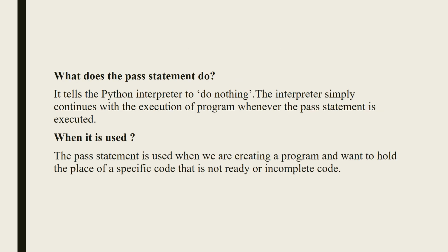What does the pass statement do? It tells the Python interpreter to basically do nothing. The interpreter simply continues with the execution of the program whenever the pass statement is executed. When is it used? The pass statement is used when we are creating a program and want to hold the place of a specific code that is not ready or is an incomplete code.